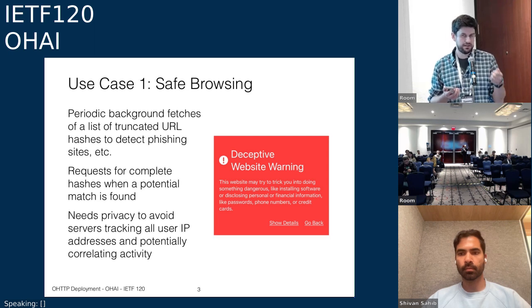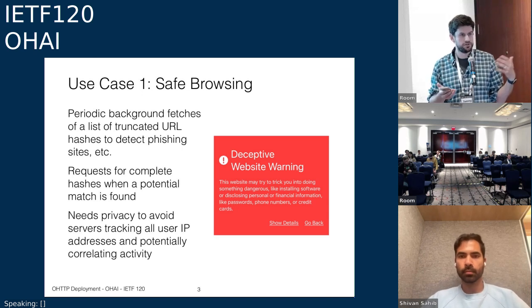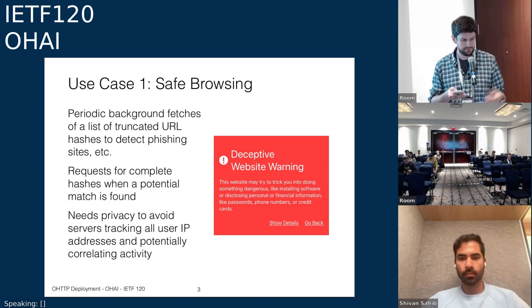And then if a client has a hit on one of these truncated hashes, they go and fetch the complete bucket of complete hashes and figure out if the site they're going to is potentially malicious, and then they will show this warning. It's very important to have privacy on these checks because you're fetching these things in the background quite a lot, and this would allow the server to just watch where everyone goes. But also, when you do a lookup for something that is potentially on the list, that is revealing some information about what you may be accessing. So it's very important to have good privacy here.